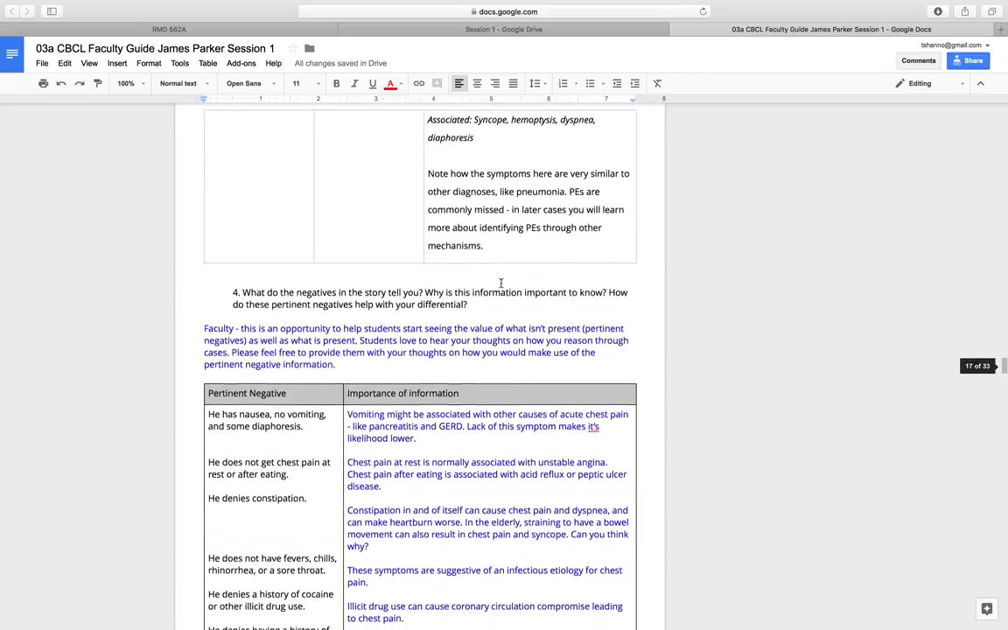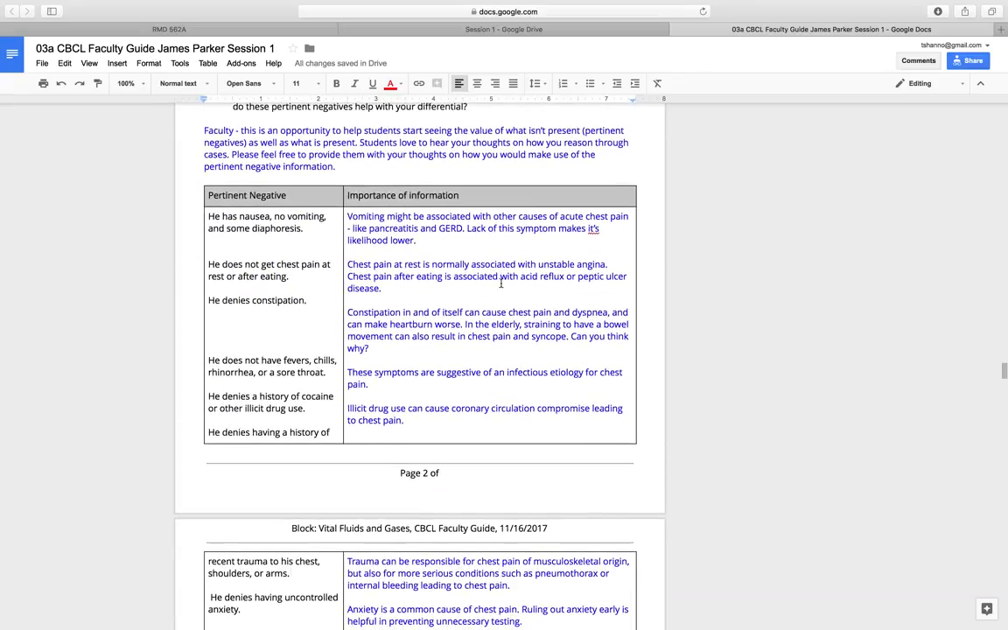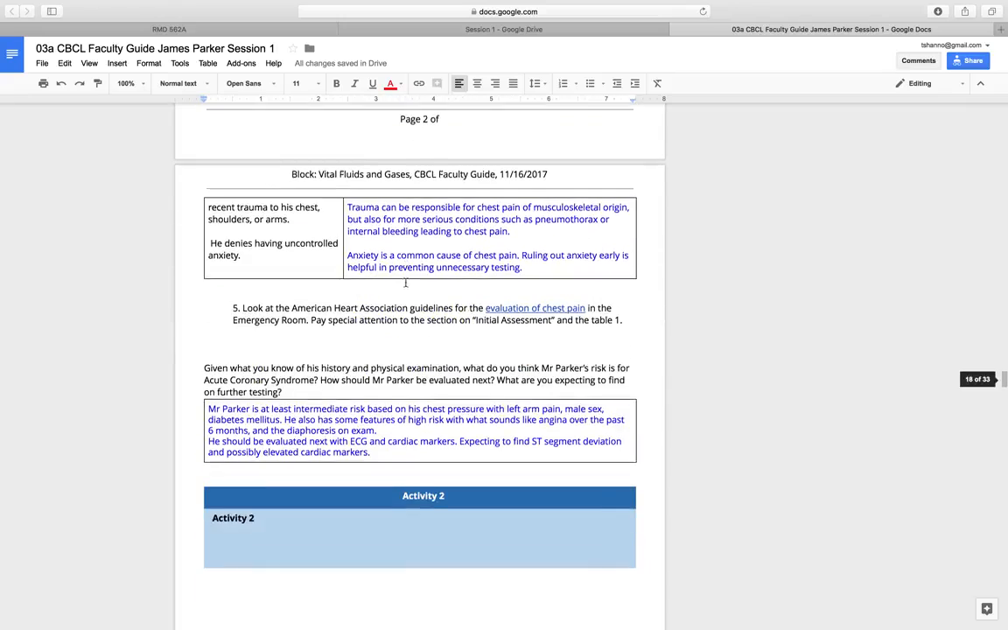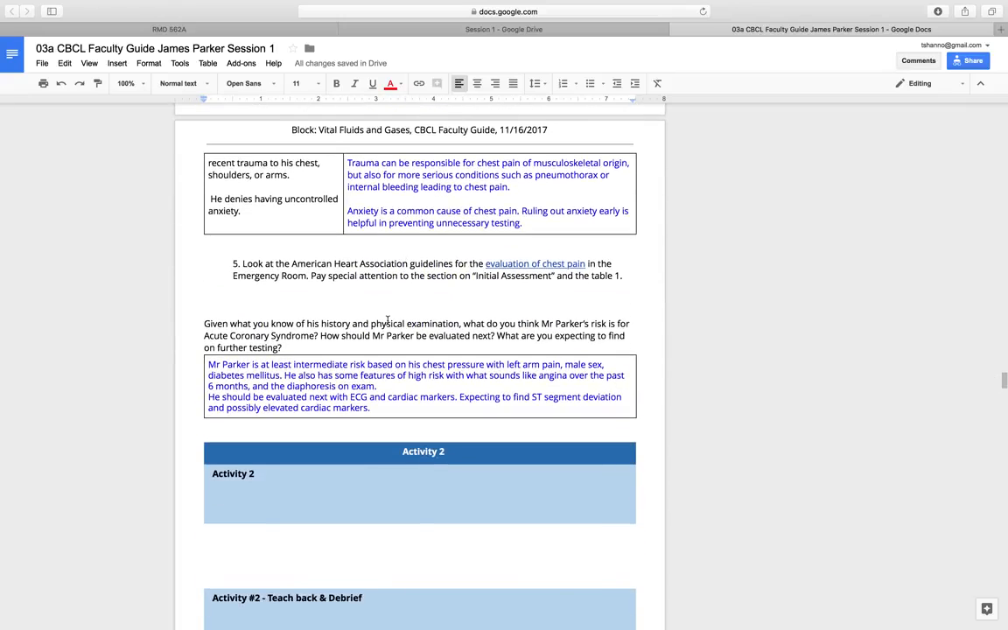And then we have pertinent negatives. Again, this is a concept that you're going to have to introduce to them. They're probably not going to know anything about what a pertinent negative is. And then maybe I would lead them through a discussion of why each of these pertinent negatives is important to the case. And finally, we have guidelines for evaluation of chest pain in the emergency room.